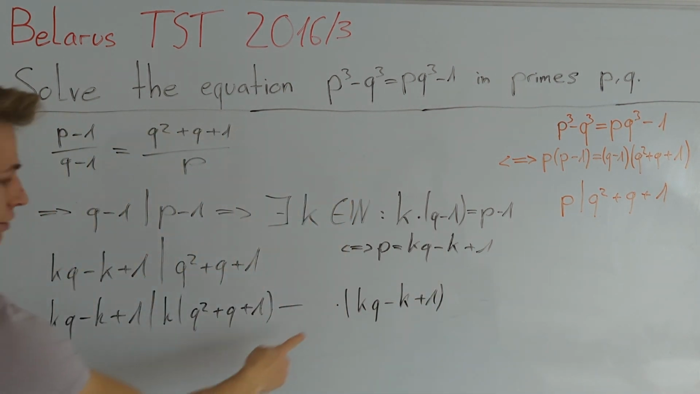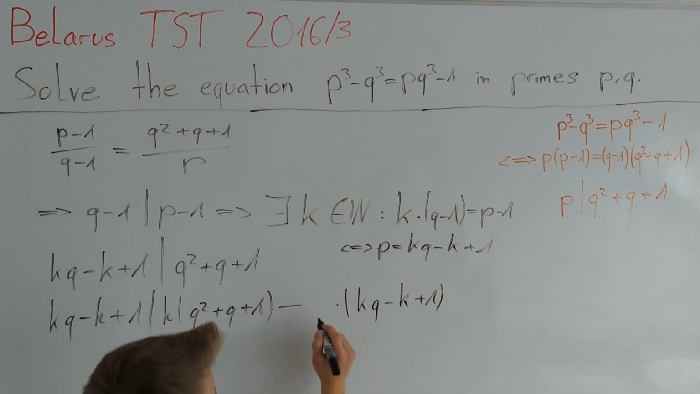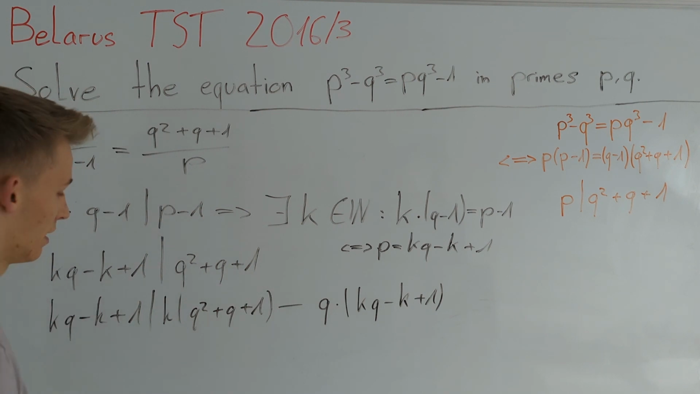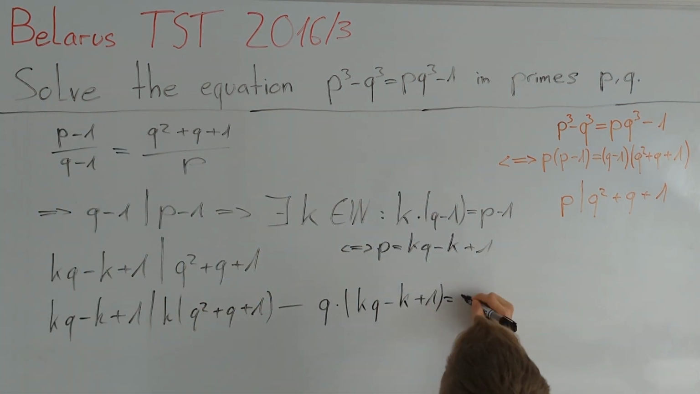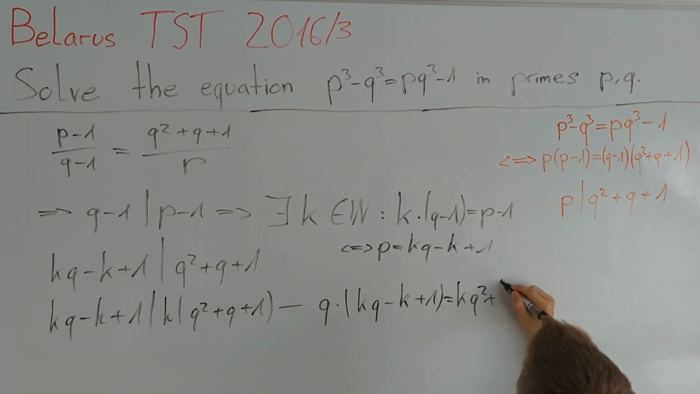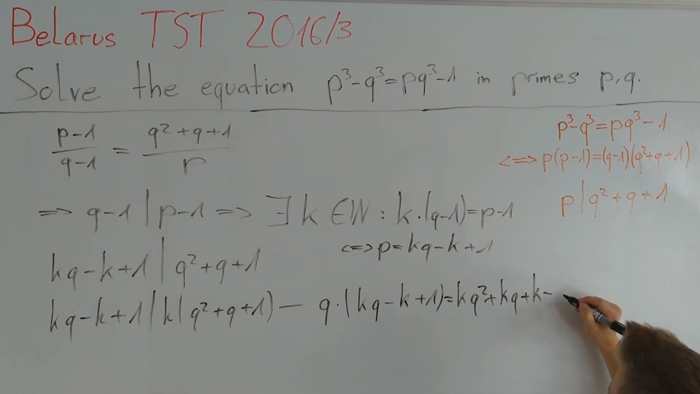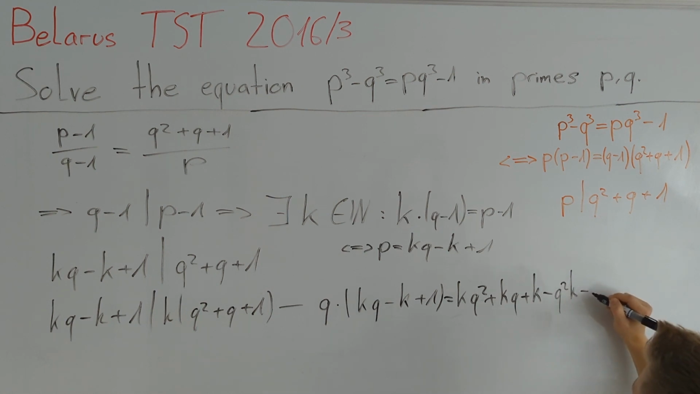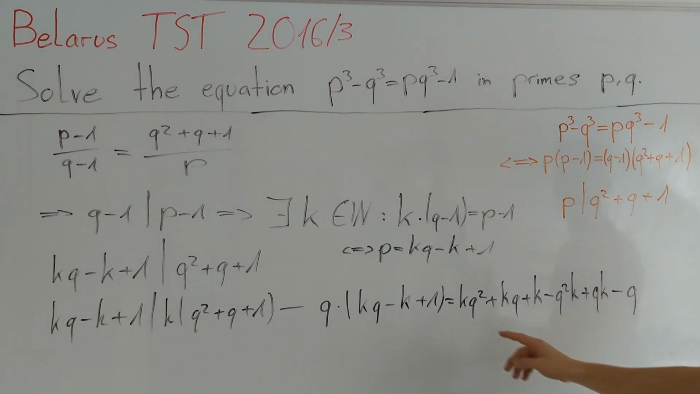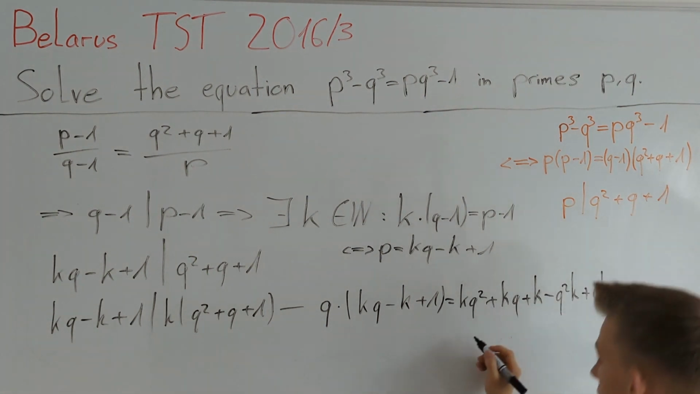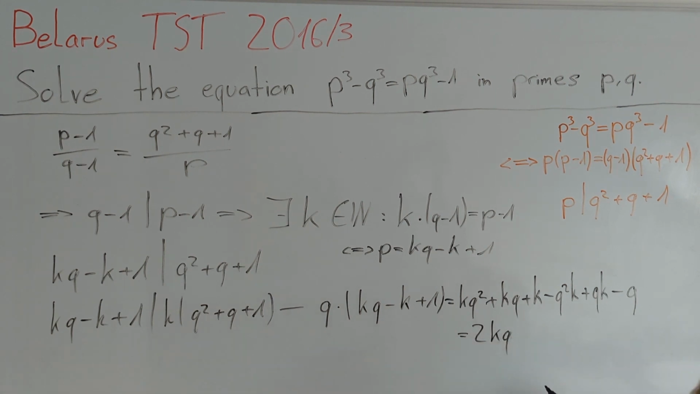And if we have a look which factor is our best choice, then we see that here our biggest term is kq squared, and in order to get this term cancelled out, we want to take the factor q here. Now we can evaluate the right hand side and get that our first product is equal to kq squared plus kq plus k, and our second factor is minus q squared k plus qk minus q. Now we indeed see that the kq squared term cancels out, and we end up with 2 times kq plus k minus q.